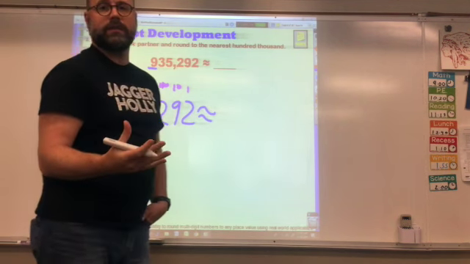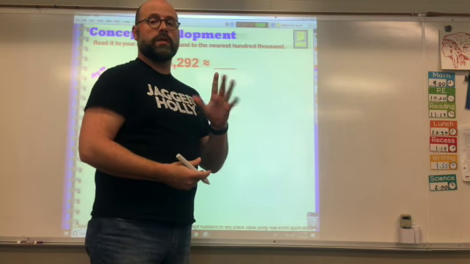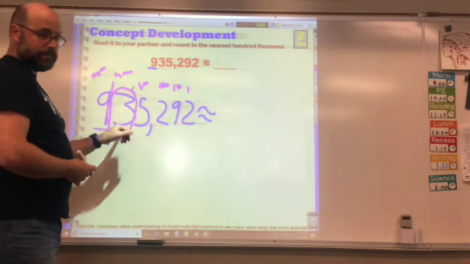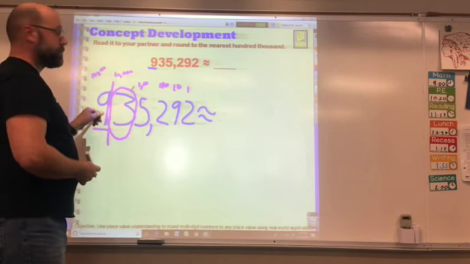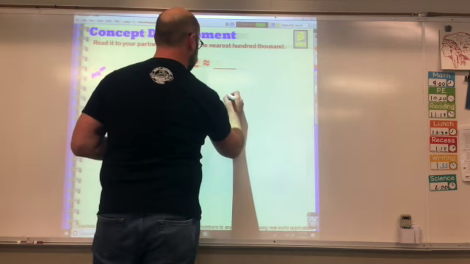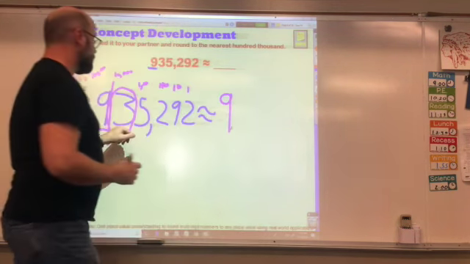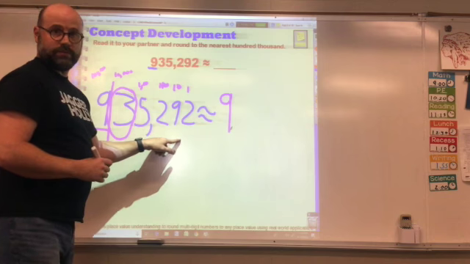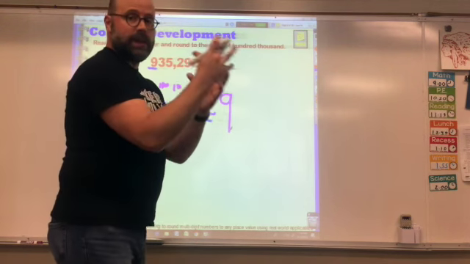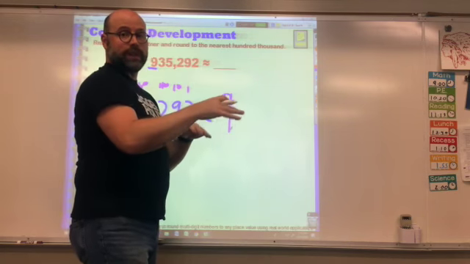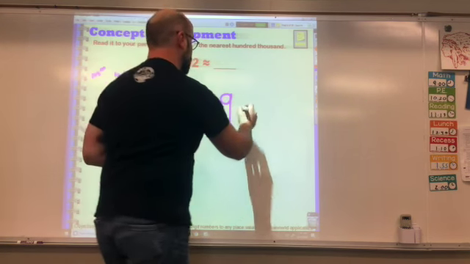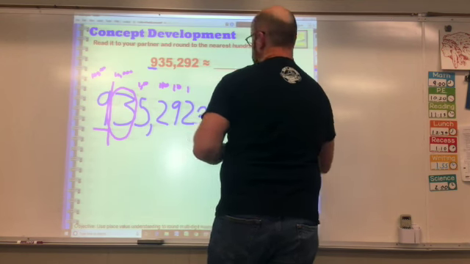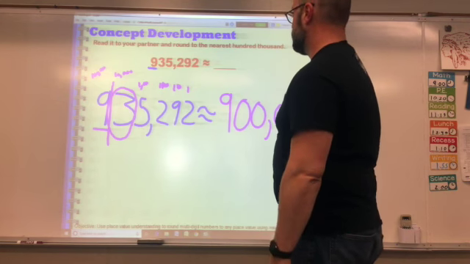What is our saying? 5 or more, raise the score. 4 or less, let it rest. 3 is less than 4, right? Therefore, we are letting this number 9 rest. It's staying right there as a 9. And then what does every number after that become? Zeros. Remember, every number after the place value that you're rounding up or letting rest becomes a 0. So every number is a 0. We're rounding this to the nearest 100,000. It is nearest to 900,000. Okay?